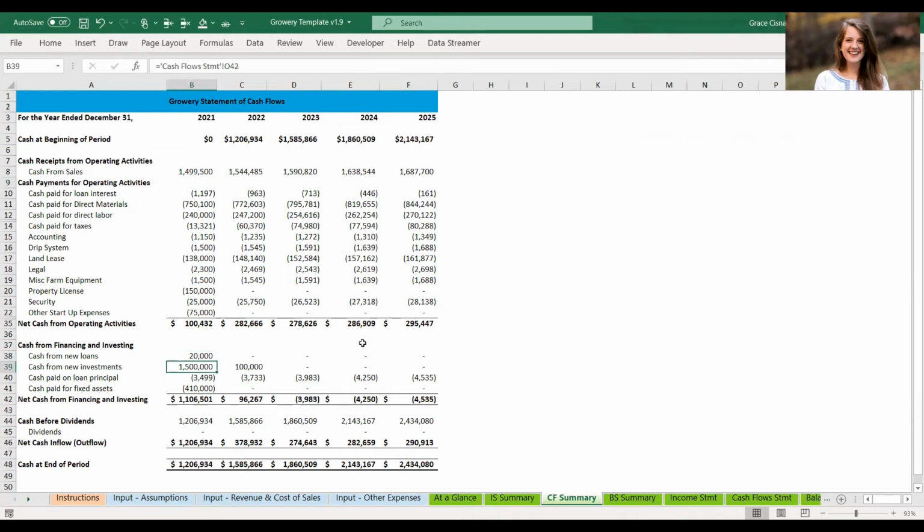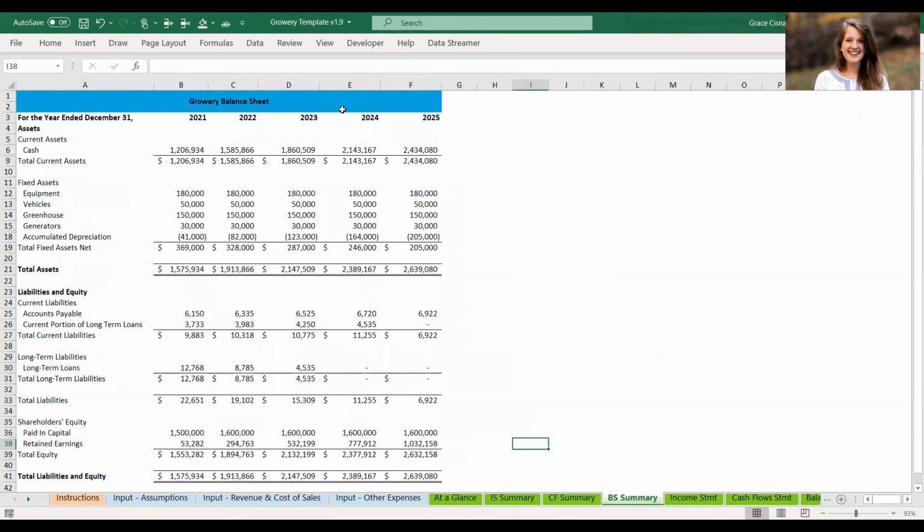Cash from new investments, that's also coming from the input assumptions tab. Again, not revenue. But it is cash paid on loan principal. So when you're paying off those loans, we don't consider that an expense, or at least we don't consider all of it an expense. There is loan interest, that's the expense portion. But when you pay off any loan, there's the principal portion and the expense portion. So the principal portion ends up here on our cash flow statement, as well as cash paid for fixed assets goes here.